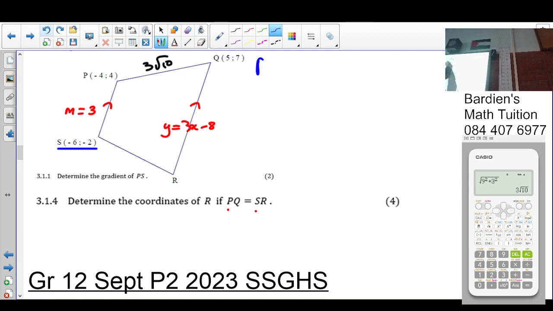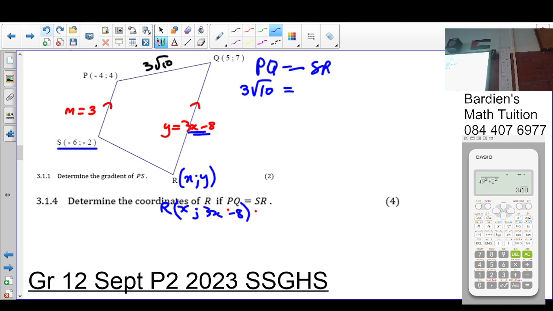So considering PQ being equal to SR, PQ of course is going to be 3 root 10. SR, if I make this x and y, remember this is lying on this line here of QR. So the corresponding y value is also 3x minus 8. So R's coordinates are actually x and 3x minus 8. Why did I do that? So that I only have one unknown. You guys understand?